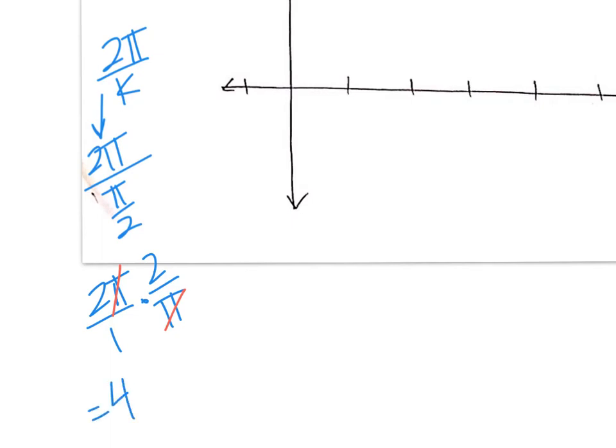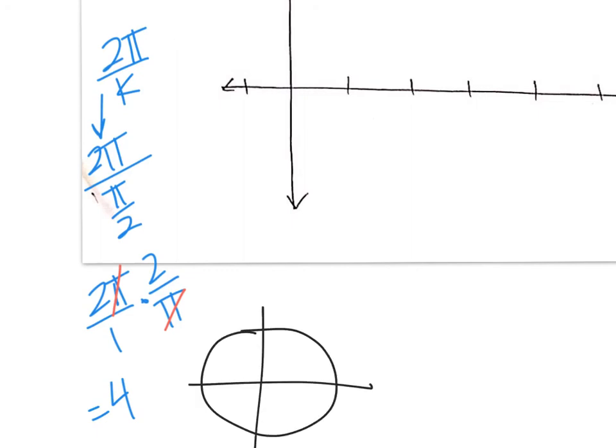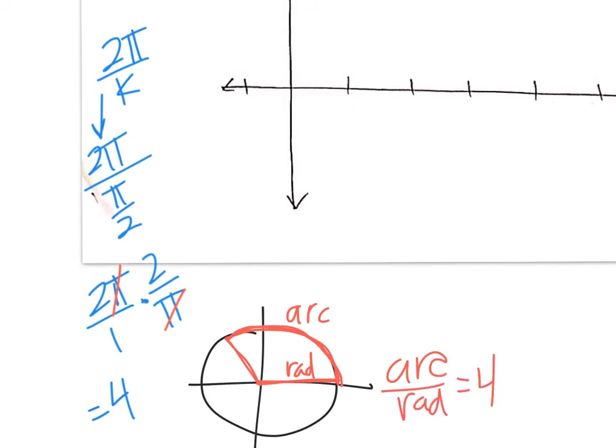So our period, so one complete pattern of the function, is 4 radians. And I know that 4 radians, that's weird to think about, but here's a quick little review about what we mean by radian measure. Here's our unit circle, and we talked about the pizza crust. So look at this, that's a nice big piece of pizza. I'm hungry. So the arc over the radius would be 4. I'll write that. Arc over radius would be 4.